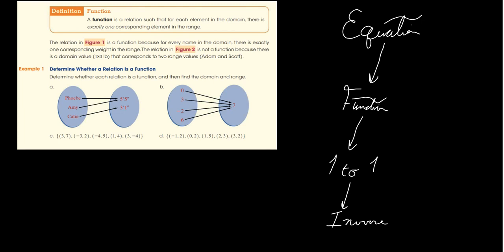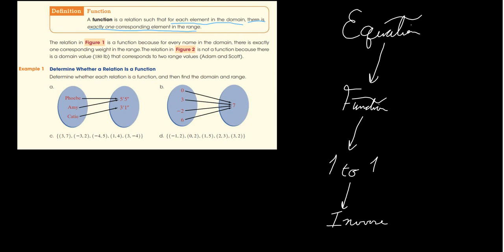Anyways, let's go. Definition of a function. A function is a relation such that for each element in the domain, and this is important, for each element in the domain, there is exactly one corresponding element in the range. Values that we're used to in domains, when we graph, are integers, right? 1, 2, 3, 4, 5, 6. For each element in the domain, there is exactly one corresponding element in the range. So what that's saying is that you can only go to one element in the range from one element in the domain.